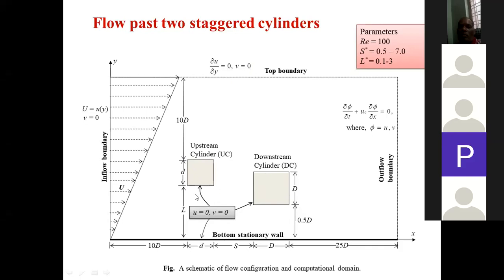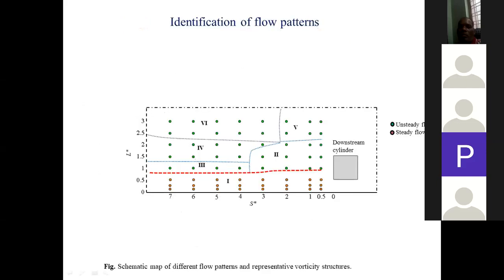So here, for this problem, these are our parameters. The Reynolds number is fixed, and the spacing between these two cylinders is varied from 0.5 to 7. And the position of this cylinder with respect to this wall is varied from 0.1 to 3. So, like the single cylinder example, we have done this for different combinations. These dots show the position of this upstream cylinder for different combinations of S and L. We have done these simulations, and we want to see what the effect is.